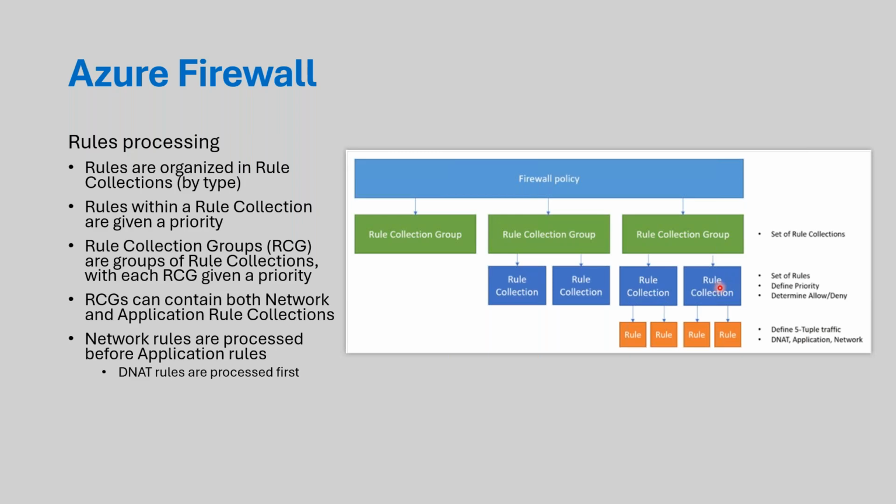And then these rule collections can be pulled up into a group. Each one of these has a priority. So rules are given a priority, collections are given a priority, rule collection groups are given a priority, and it will process them in this downward fashion. If you look at the diagram, it's going to look at the priority of the rule collection group, then the collections, then the rules, first processing network rules, then processing application rules. And that's how it works its way down.